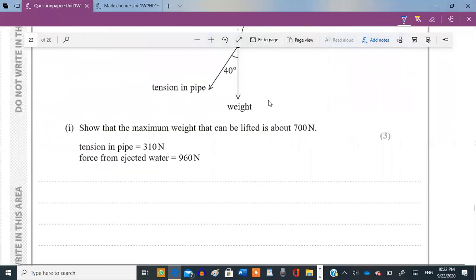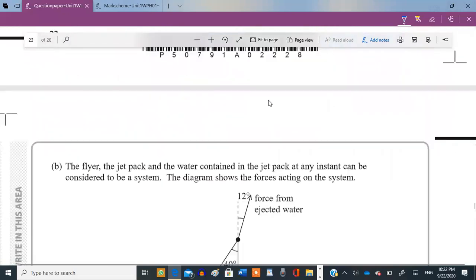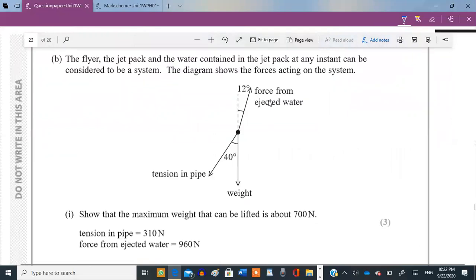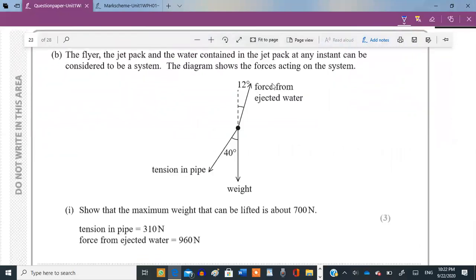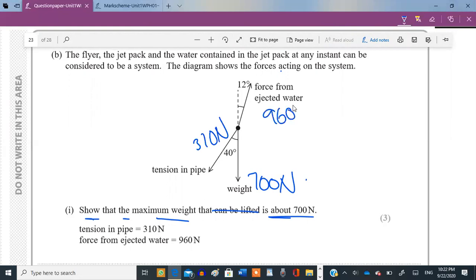Part B says, right, this is a forces question. The flyer, the jetpack, and the water contained in the jetpack at any instant can be considered to be a system. The diagram shows the forces acting on the system. Right, tension in the pipe, the weight, the force from the ejected water. All right, this is one force, this is the second force, this is the third force. Show that the maximum weight it can lift is 700 Newton, if the tension in the pipe is 310 Newton and the force of the ejected water is 960 Newton.